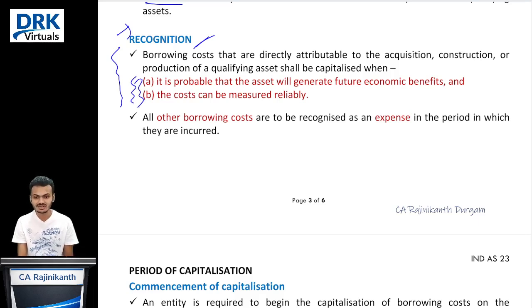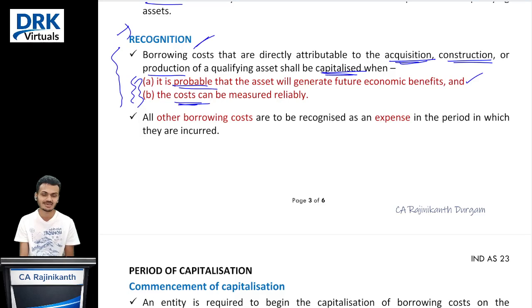Borrowing costs that are directly attributable to the acquisition, construction, and production of qualifying assets shall be capitalized only when it is probable that, and probable means more likely to happen, more than 50% chance, that the asset will generate future economic benefits, and the cost of that qualifying asset can be measured reliably. If these two conditions are satisfied, then only we can capitalize the borrowing cost. Otherwise, we cannot capitalize. Clear?